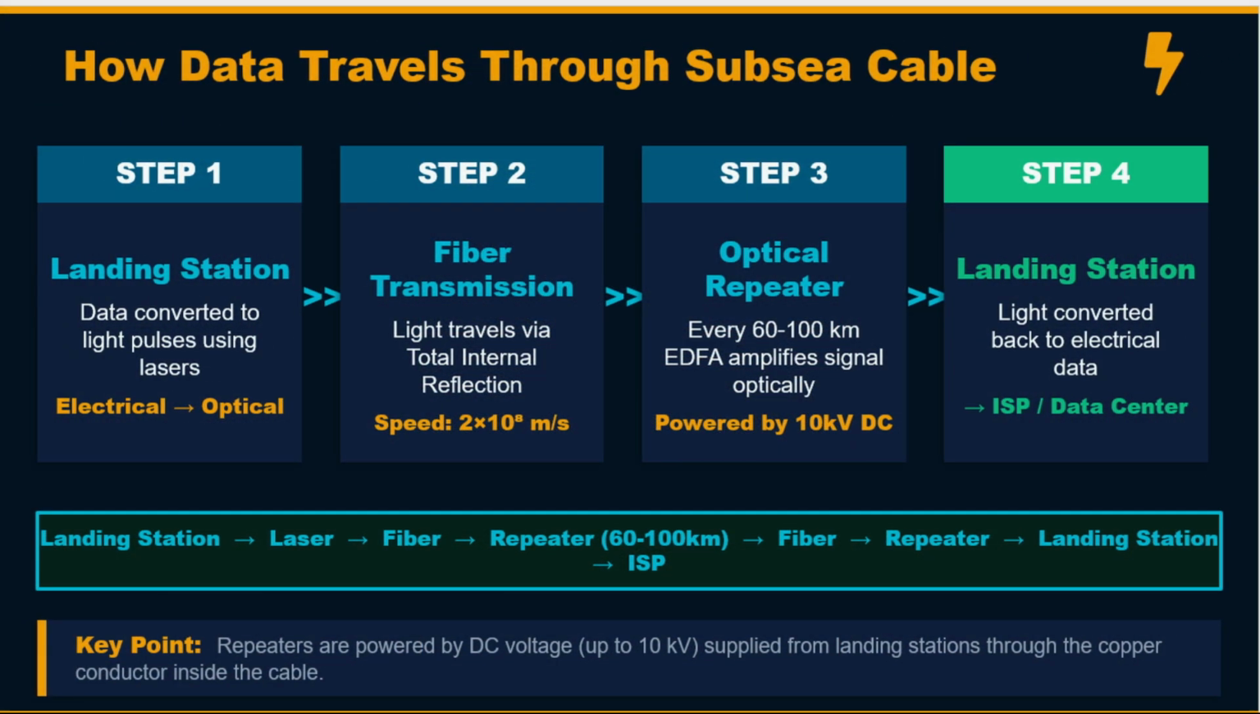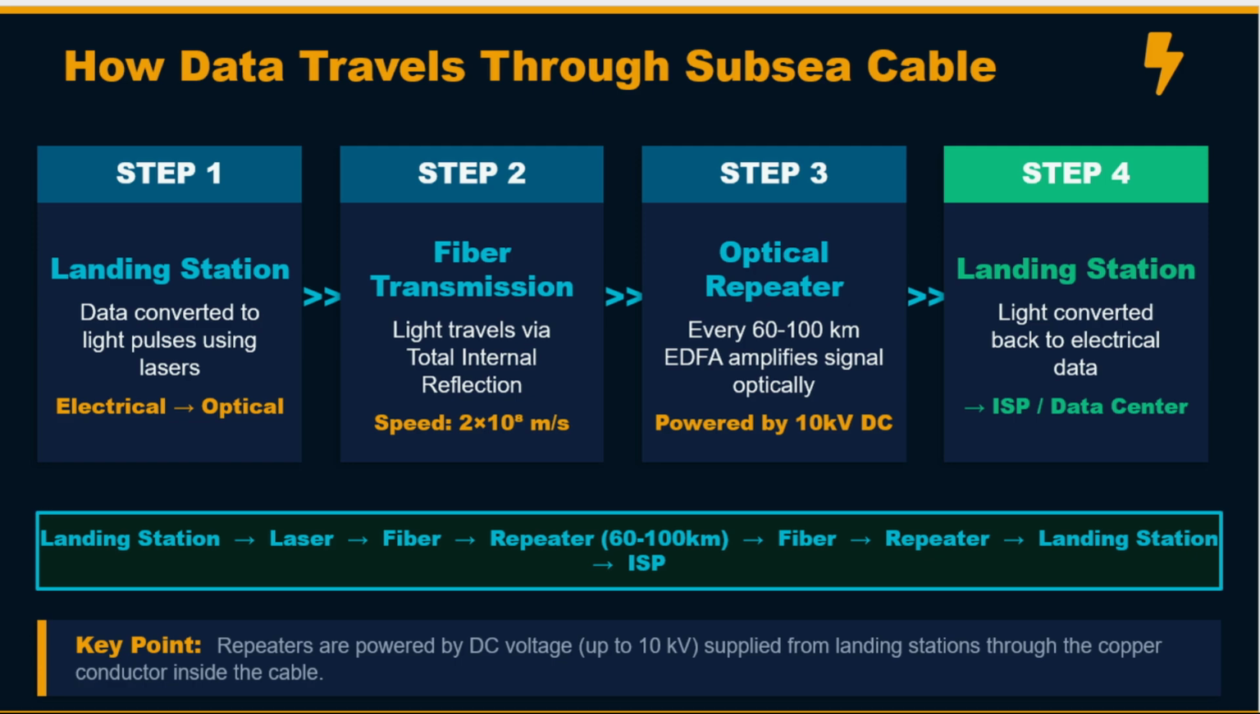Now how does data actually travel through this cable? There are 4 steps. Step 1, landing station. At the shore, your data is converted into light pulses using lasers. This is the electrical to optical conversion. Step 2, fiber transmission. The light travels through the optical fiber using total internal reflection. The speed of light inside fiber is approximately 2 × 10^8 meters per second.